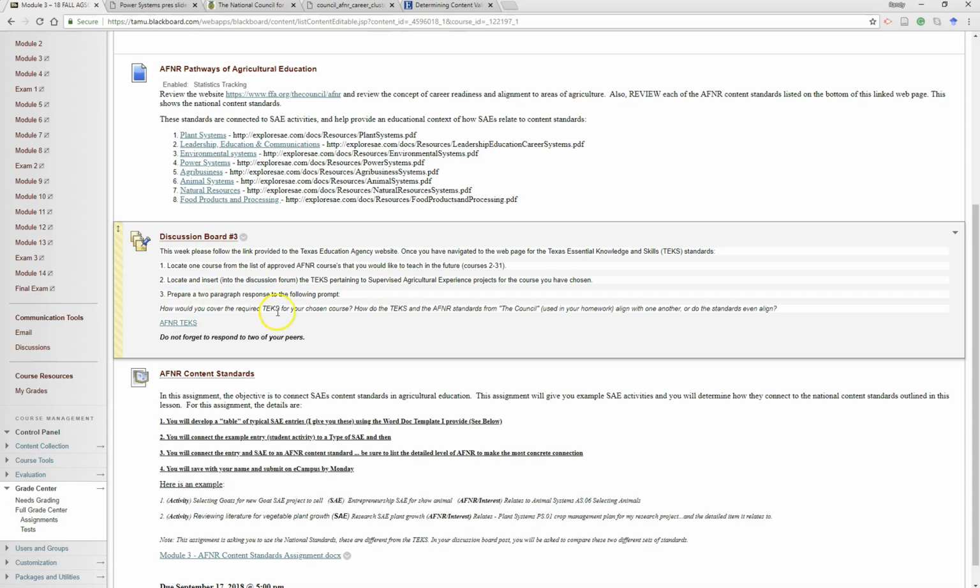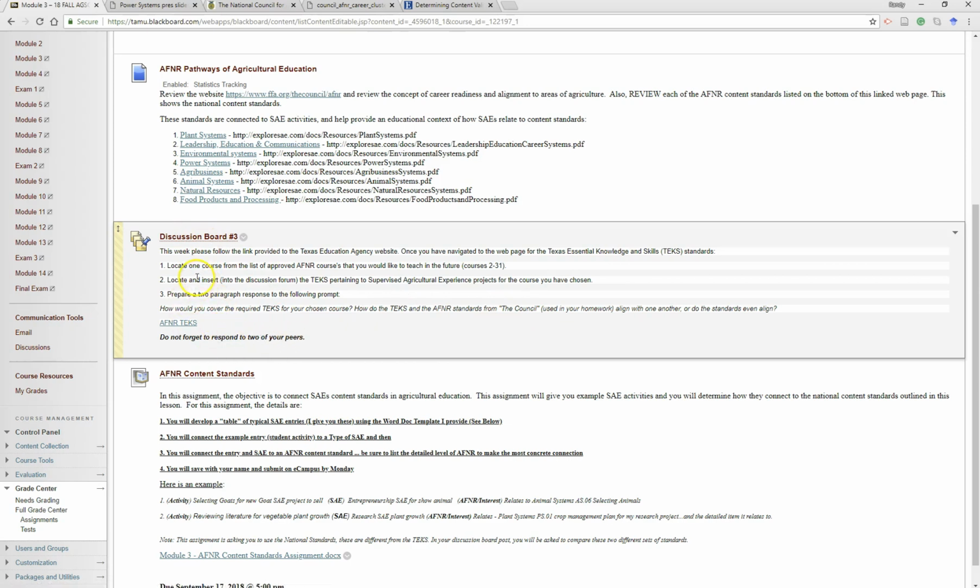This part right here: how would you cover the required TEKS for your chosen course? Now, how do the TEKS and AF&R standards from the council align with one another? Or do the standards even align? Okay, a paragraph for this and a paragraph for this. So a 2-paragraph discussion board, and do not forget to respond to 2 of your peers.